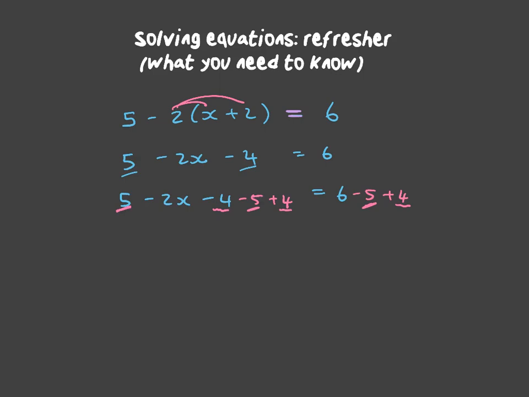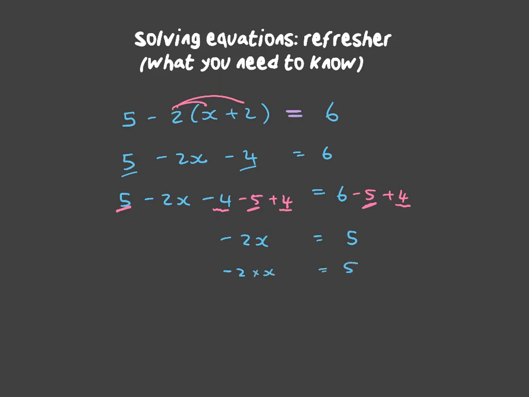Okay, so what do we have left on the left-hand side? We've got a negative 2x. We minus 5 and added 4 on both sides. And what do we have on the right-hand side? 6 minus 5 is 1. 1 plus 4 is 5. Okay? So we've got negative 2 times x is equal to 5.